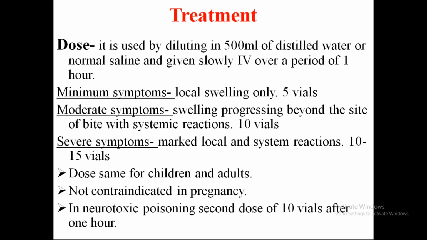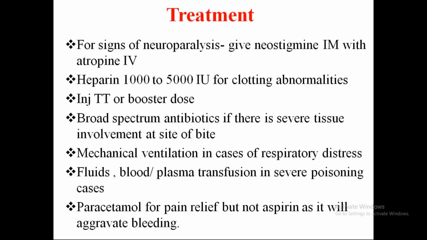So the dose is the same for children and adults. It is not contraindicated in pregnancy, very important. So even in pregnancy, it can be given. In neurotoxic poison, a second dose of 10 vials after 1 hour can be given. For signs of neuroparalysis, give neostigmine intramuscular with atropine IV.